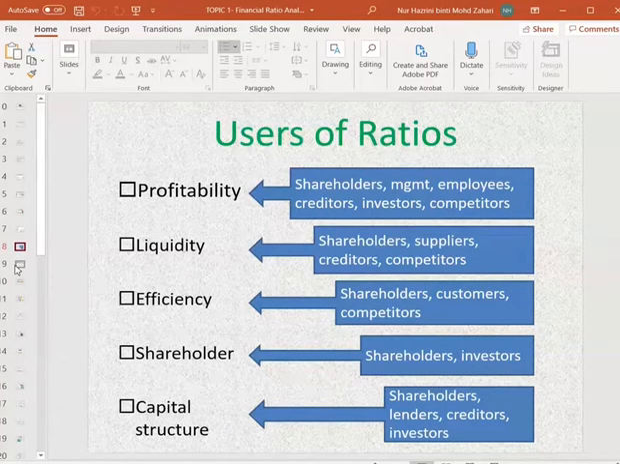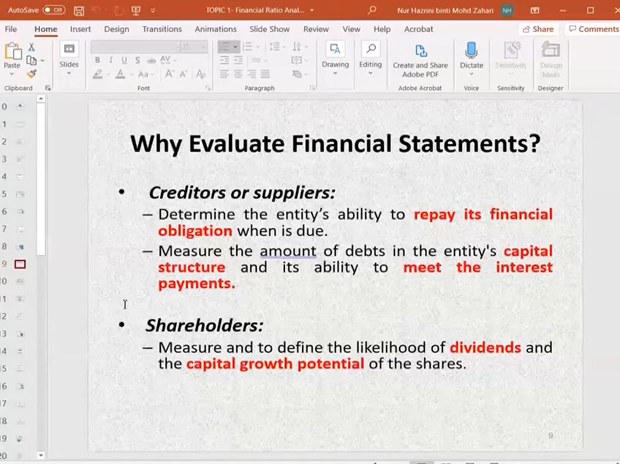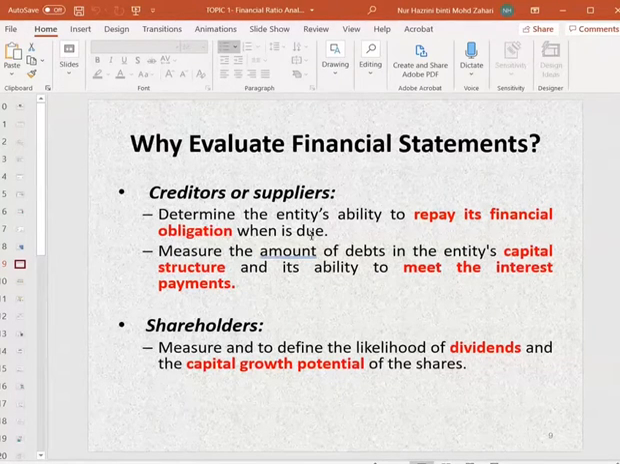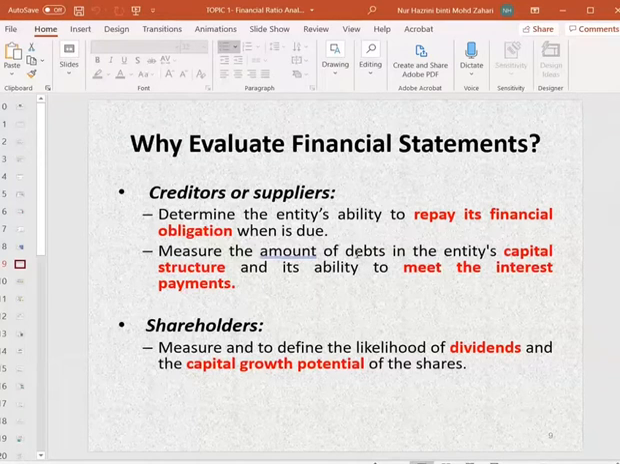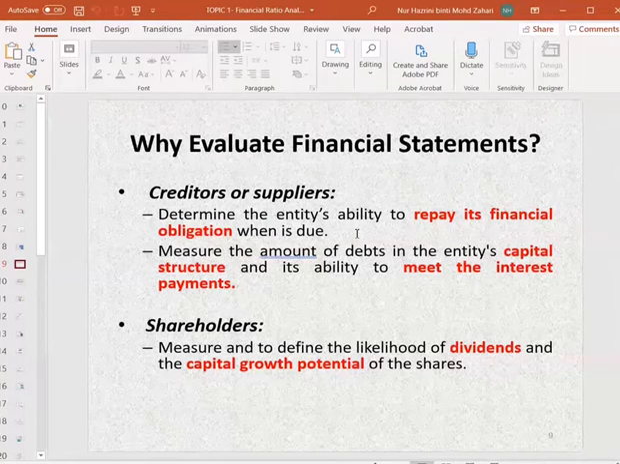And we will relate why they are interested to look at these ratios. We have all of this explanation, and mostly I have covered it just now. Creditors and suppliers want to look at your financial ratio because they want to look at your ability to repay the credit amount. When you purchase on credit, of course, your suppliers would want to know whether you are able to pay back the money or not.